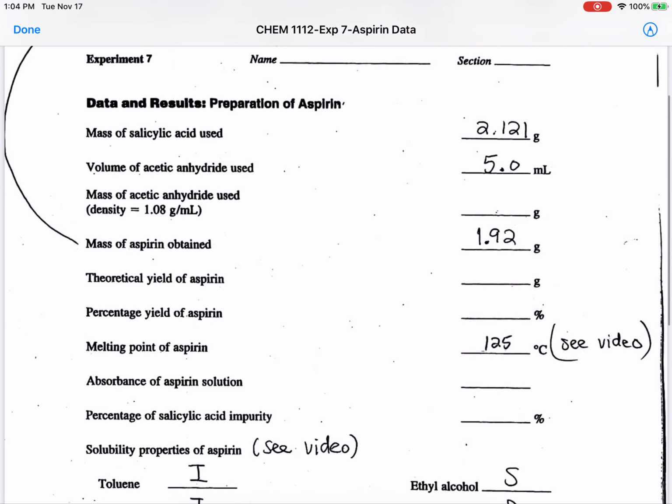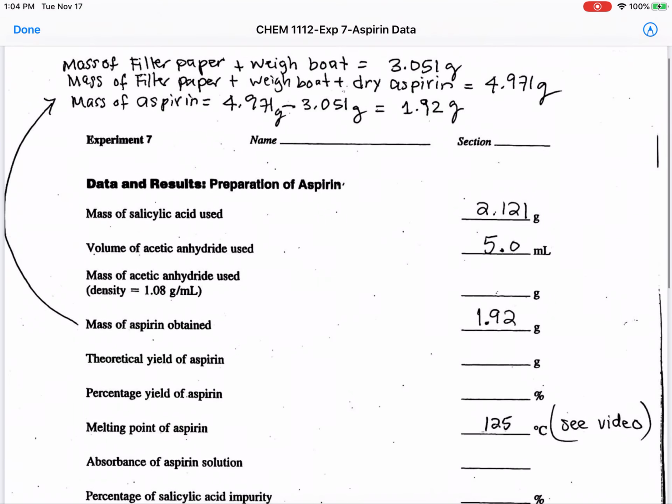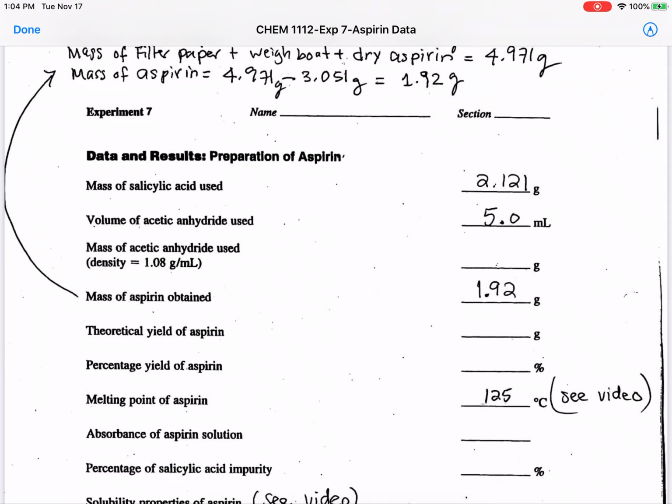Hi everyone, this is going to be your post-lab report for your experiment 7, which is the preparation of aspirin. Okay, so the post-lab calculations are very easy, and you have done this kind of calculation so many times.